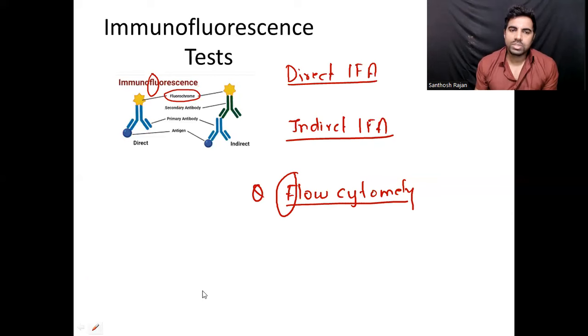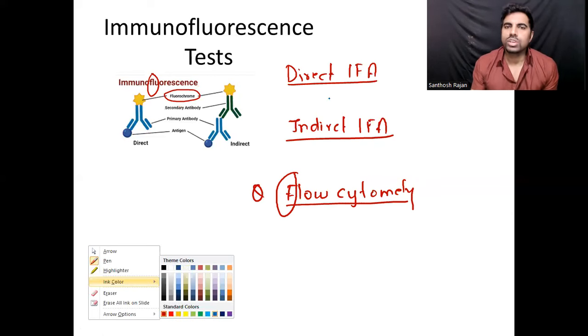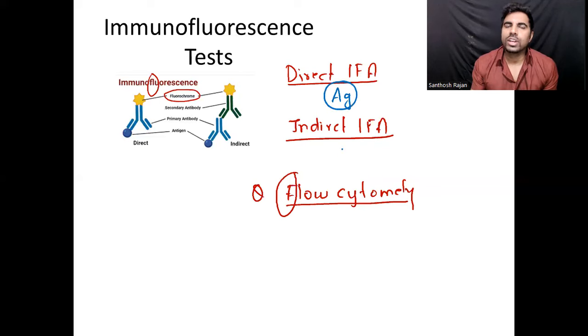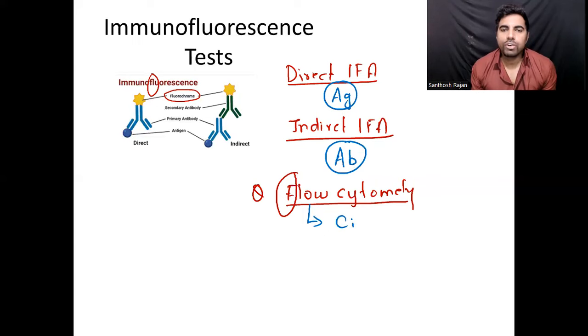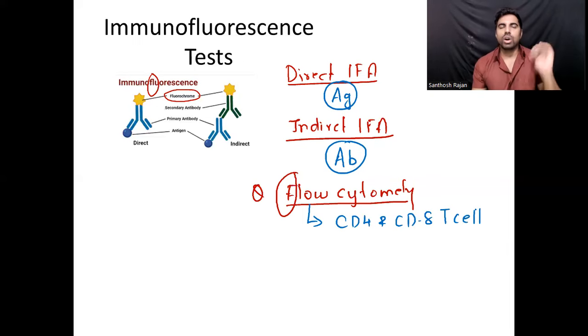Whenever you talk about direct, as I'm stressing everywhere, whenever the word direct comes, you're detecting which antigen is present. When indirect comes, you're detecting the antibody. Flow cytometry is for detecting which cells, your CD4 cells. CD4 and CD8 T cells, especially in HIV, for counting them, okay?